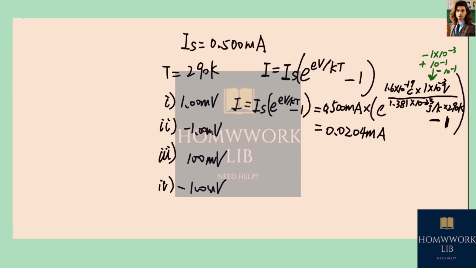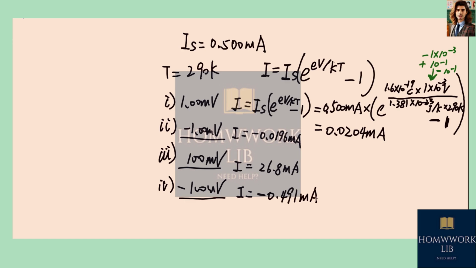When you calculate it, for negative 1 millivolt, the current is negative 0.0196 milliampere. For 100 millivolts, with the same equation, the current is 26.8 milliampere. And finally, for negative 100 millivolts, the current is negative 0.491 milliampere.